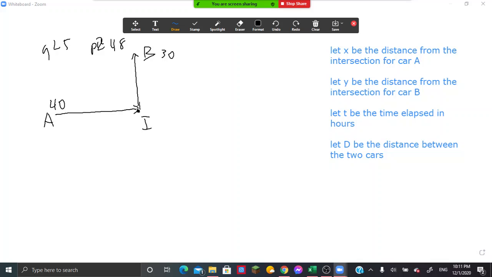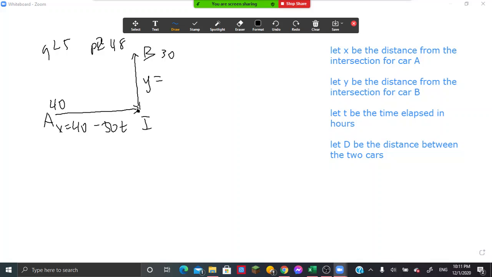And we know that A is moving towards the intersection, so the distance is decreasing between A and I as time increases. So we know that the distance between A and I at time t is 40 minus the speed times the time. This is equal to speed times time, 50t. And we know that B is moving away from the intersection at a rate of 60 miles per hour. So this distance is increasing. So we know that in this case, x is equal to 40 minus 50t.